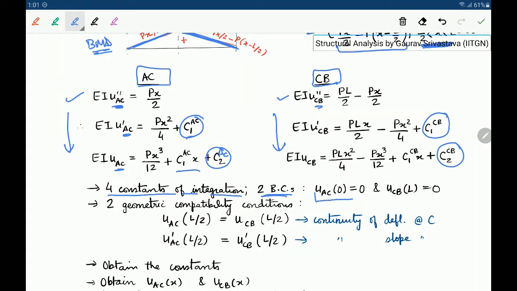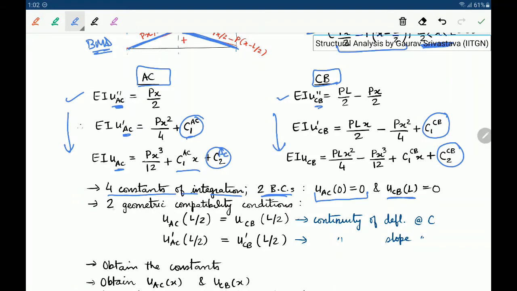One is that u_AC at 0 equal to 0. So remember that we cannot call this u of 0 equal to 0 anymore, because u in the AC span and u in the CB span will have different functional forms. So we are saying that u_AC of 0 equal to 0 and u_CB of L equal to 0, which is basically, since this is a simply supported beam, deflections at both the ends equal to 0.